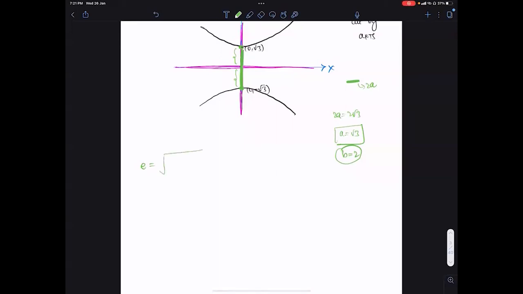Eccentricity is given by the square root of 1 plus b square by a square. So that is root over 1 plus, what is b square here? 4. a square is 3. So square root of 7 by 3. If you reverse it, everything will be different. Root 7 by 4 it will become.